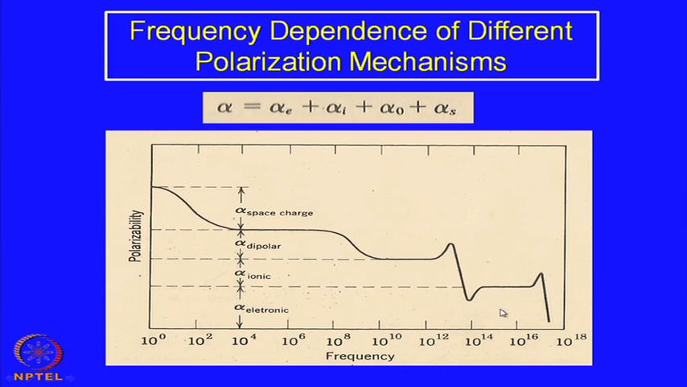Till at higher frequency, more than 10 to the power 14 or so, almost optical frequency region, it is only the electronic polarization or the electronic mechanism that will be operative, and the other 3 will not be operative. Therefore, the dielectric constant and polarizability, all of them, will reduce. So, at very high frequency you have only the electronic polarization mechanism operative, and the polarization or polarizability is much smaller.